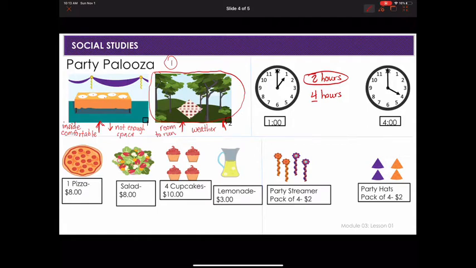Okay, well, if I'm having a 2-hour party, I could start it at 1 o'clock and have it end at 3 o'clock. That's kind of around lunchtime. Or I could start it at 4 o'clock and have it end at 6 o'clock. That's a little bit closer to dinner time. Which would you choose?